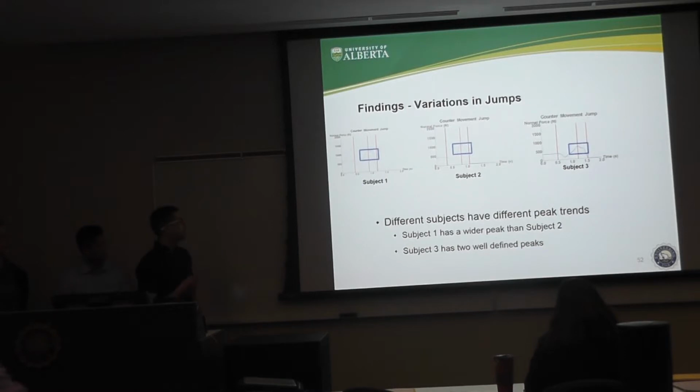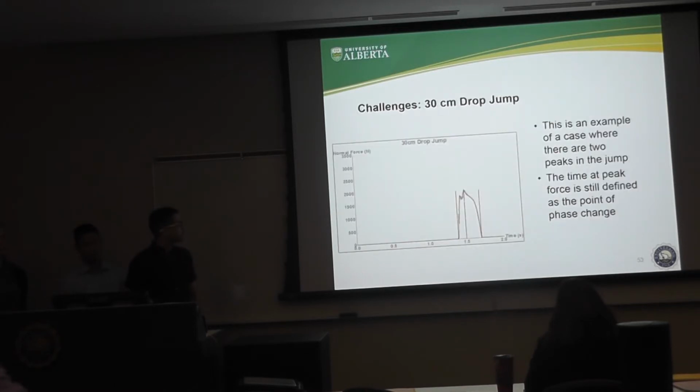And in addition, when we have subject 1 that has a wider peak and subject 2 is a narrow peak, does this mean that subject 2 is more adept and quicker at changing or not? So those are all things that we should look at for different athletes.